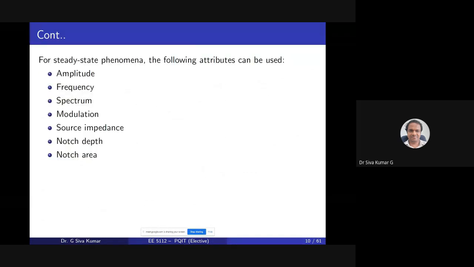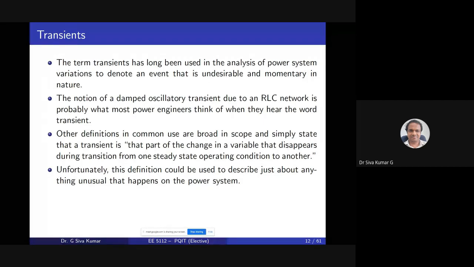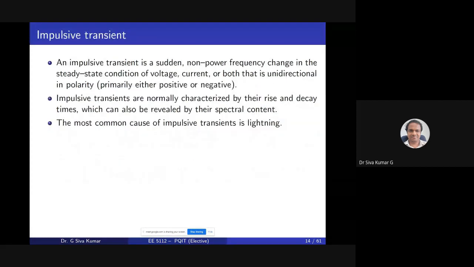We have seen how they categorize in the IEEE standard, based on different attributes, into steady state phenomena as well as non-steady state phenomena. In the last class I also discussed transients. These occur momentarily in the system because of the passive elements, the inductor and the capacitor. In transients we have oscillatory transients and impulsive transients.